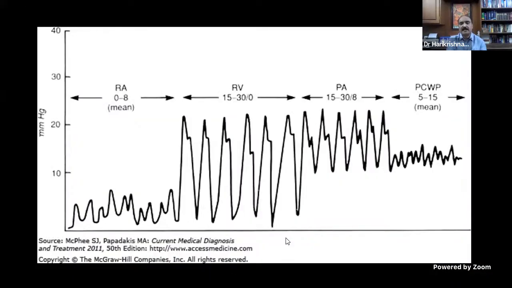So this is another tracing. Can somebody else analyze it? Umesh, can you analyze this? The usual trace. So this is a push-in tracing. Very good, push-in tracing.